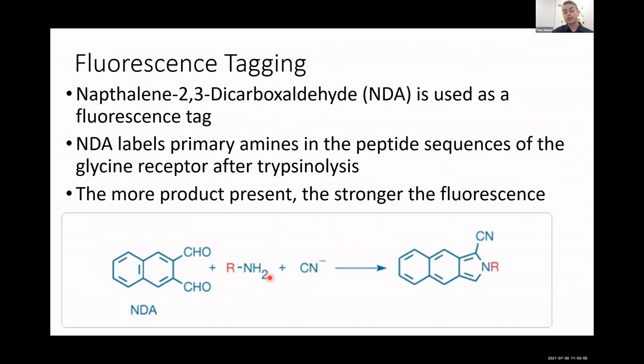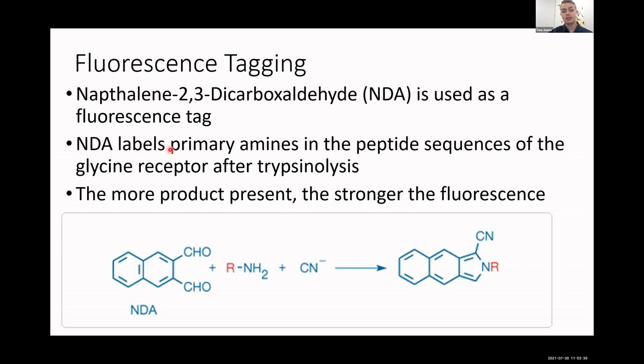So here's how exactly we're going to get our fluorescence. We're going to use a molecule known as naphthalene 2,3-dicarboxylic aldehyde, also known as NDA. It's kind of a mouthful. This is going to be a fluorescent tag. So we're going to mainly look at the peptide sequences of the glycine receptor.